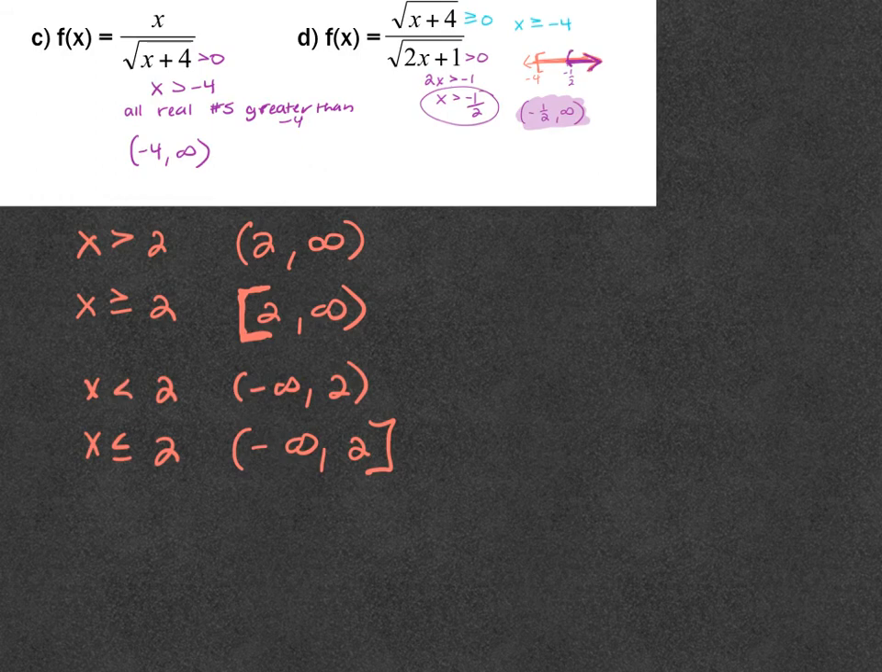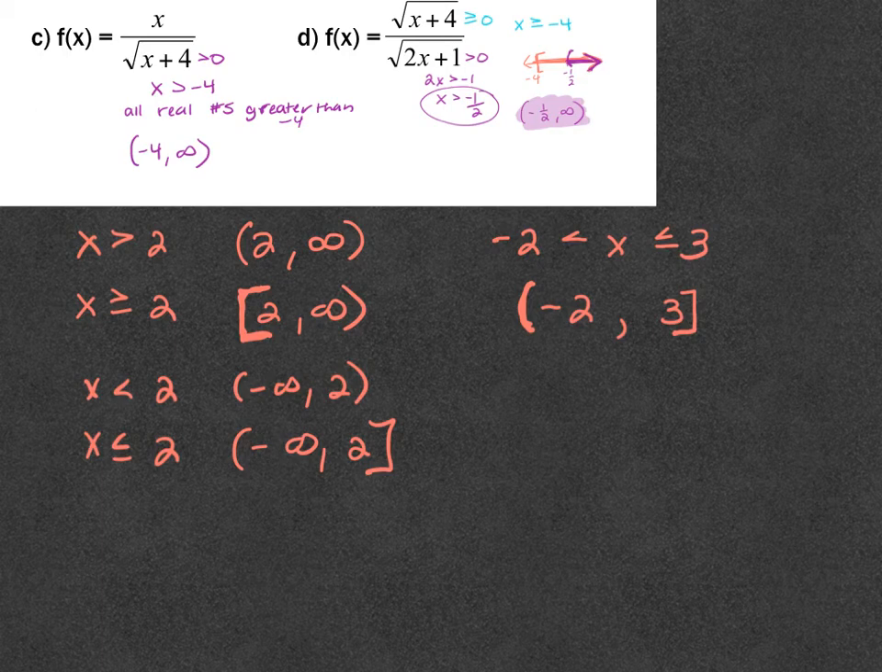If it's in between two numbers, like it's got to be greater than -2 but less than or equal to 3, the left one gets a parentheses because it's greater than, not greater than or equal to, -2. The right one gets a bracket because it's less than or equal to, and I put a comma between them. So this is all the numbers from -2 to 3.